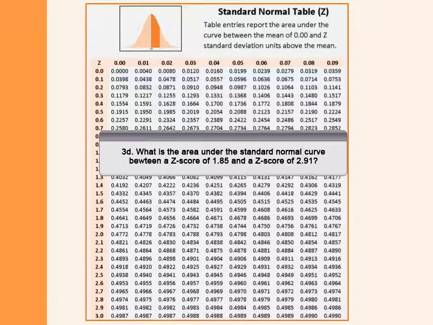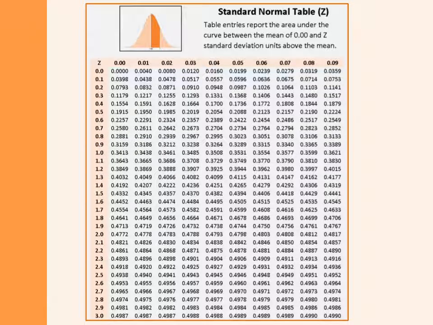The fourth problem is similar to the one we just solved, in that it asks to find the area under the standard normal curve between a z-score of 1.85 and a z-score of 2.91, both positive z-scores. So we highlight the row of 0.18 and the column of 0.05 to find the first area. Then to find the area associated with the second z-score, we highlight the row of 2.9 and the column of 100th.